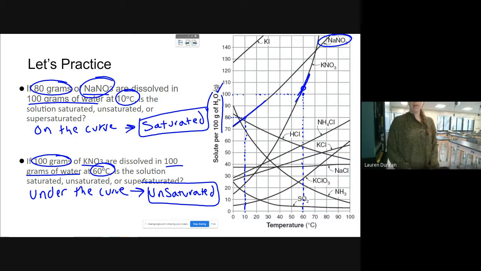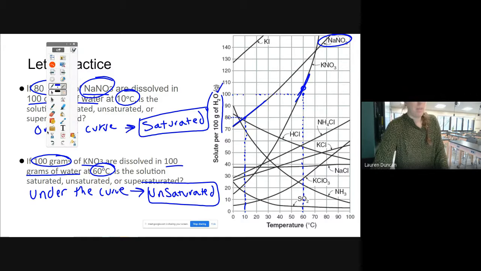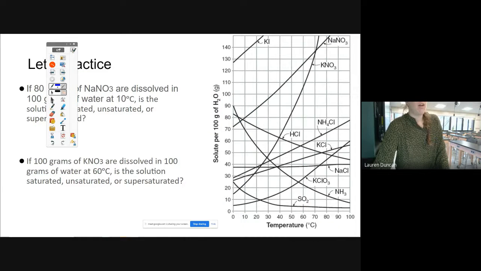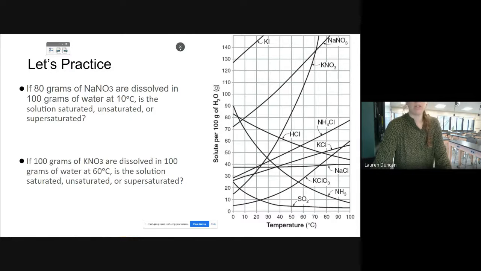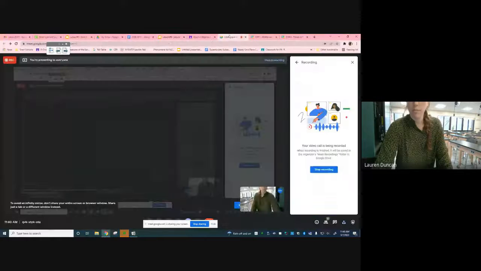Okay, there you go. The basics. What makes a solution saturated, unsaturated, or supersaturated? How to read and interpret Table G. And then how to also read and interpret Table G to determine the overall saturation of a solution.